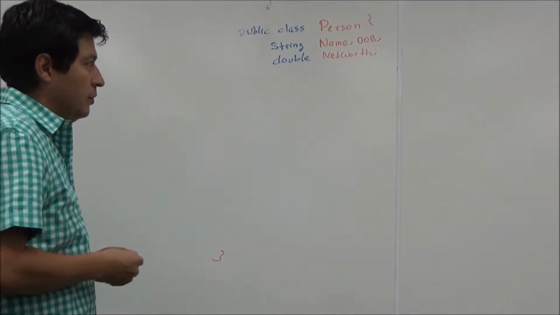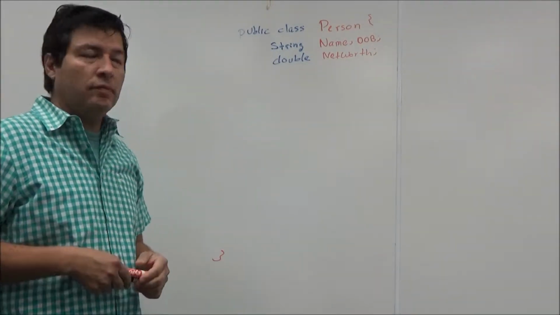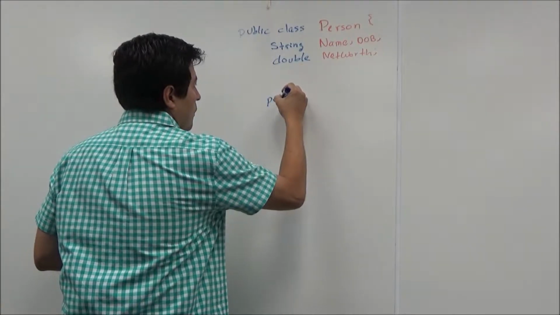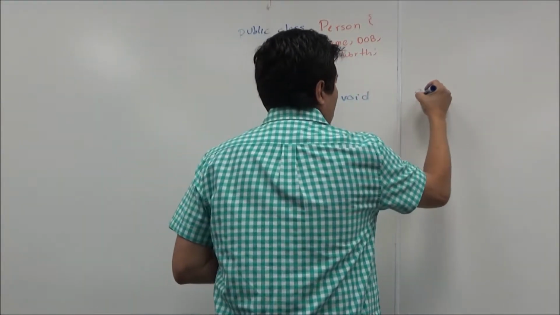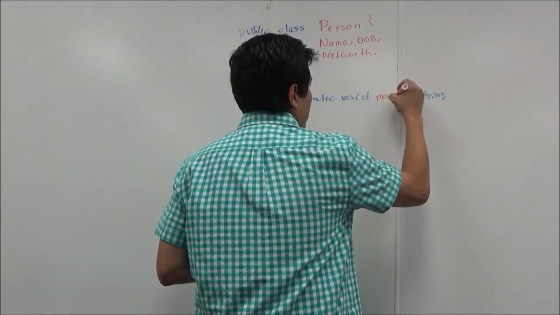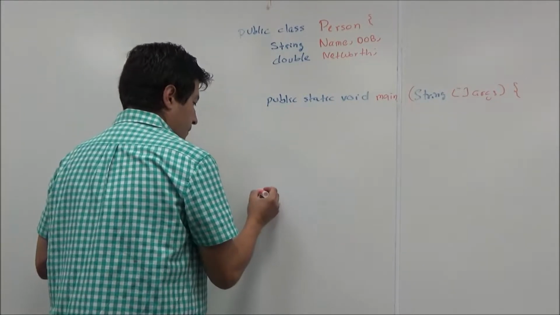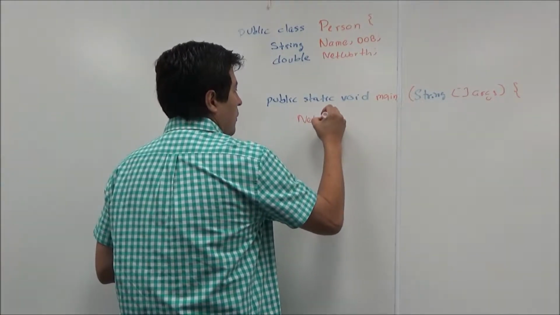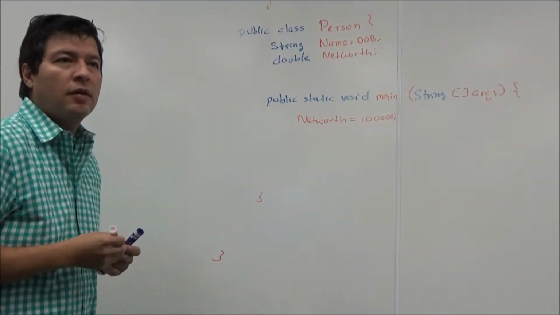So anyways, so this is our blueprint, right? And these are attributes specific for each person. If we do, so I have a main method. Can I do this? Can I do that? Why not?